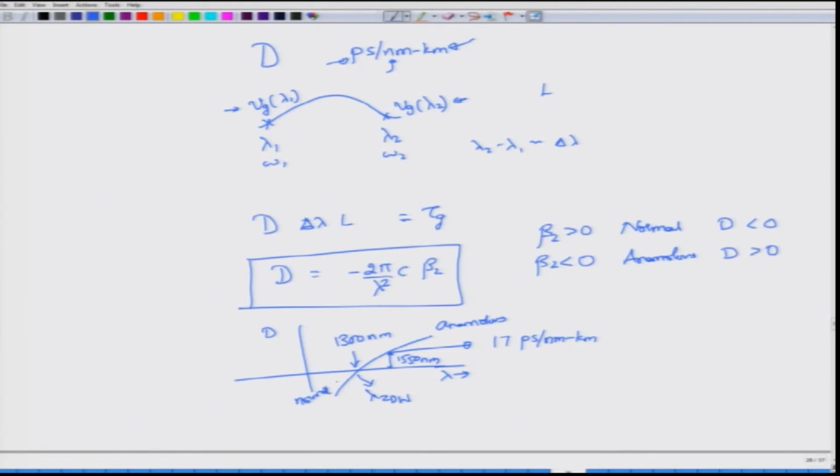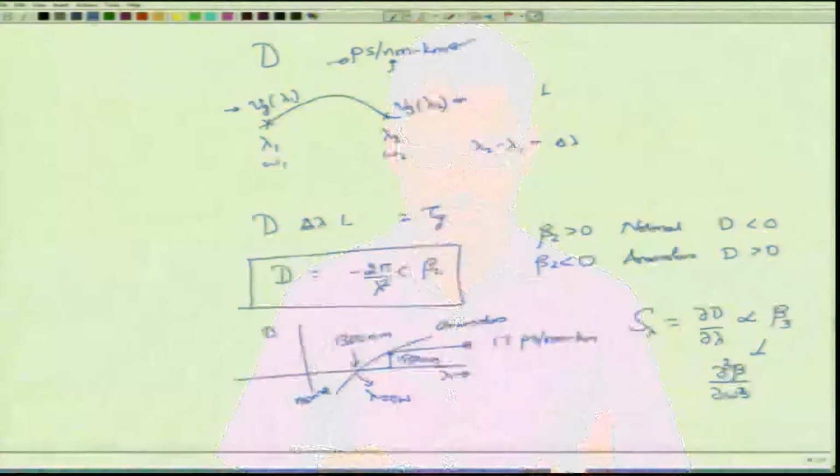And of course, this d with respect to lambda is not a straight line. D with respect to lambda is kind of a curve, and you sometimes introduce what is called the slope of the dispersion parameter, which I denote as S lambda, given by del d by del lambda. In fact, this can be related to beta 3. Beta 3 is basically the third order dispersion, the third derivative of beta with respect to omega. Okay. So, these are some of the important parameters regarding dispersion. When you look at the data sheet of an optical fiber, you will see all these terms being used.